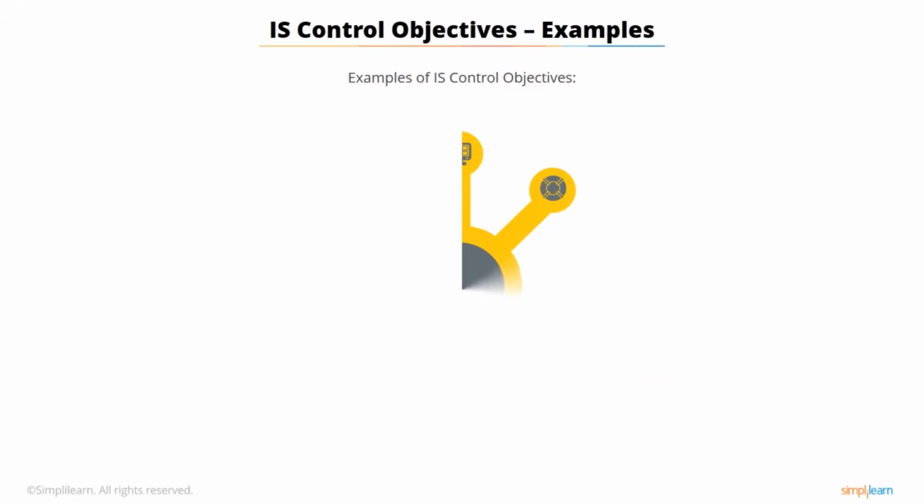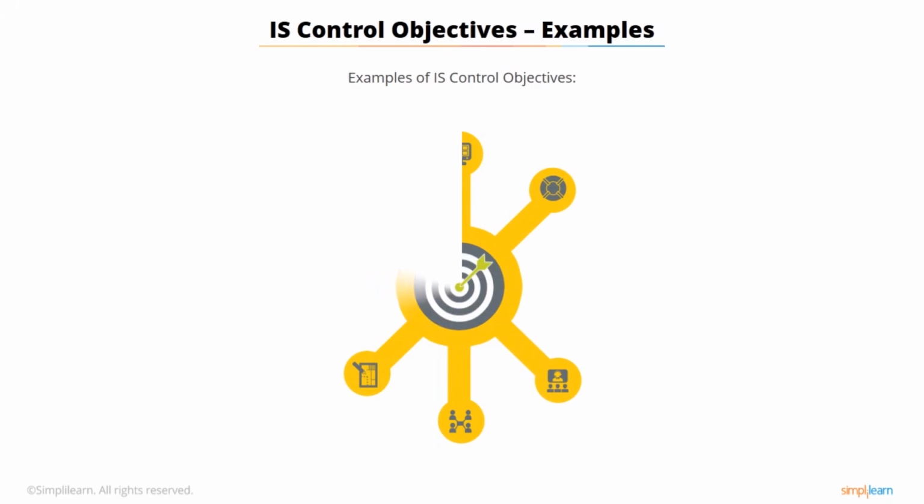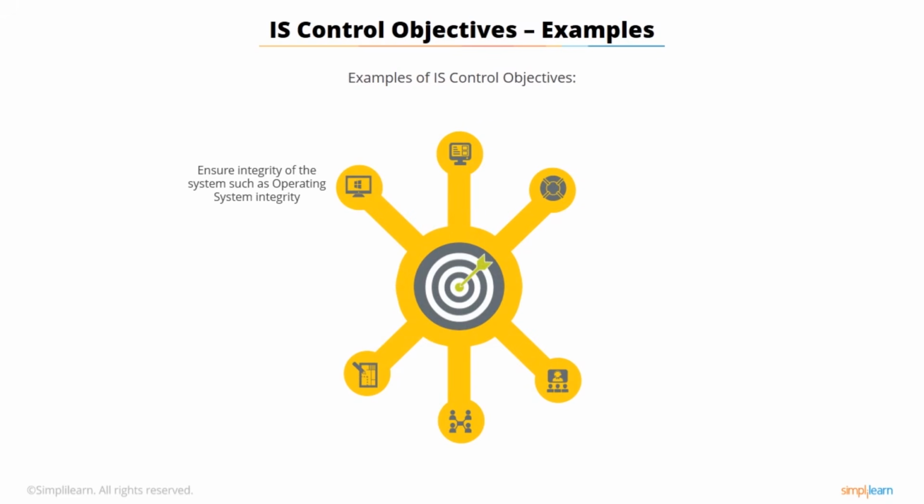Here are some examples. Now, I note that these are very general. They're meant to be. This isn't telling you how to implement them. This is telling you the objectives. For example, ensure the integrity of the system, for example, an operating system. Ensure the integrity of sensitive and critical application systems, your financial data, your customer data. Safeguard your assets. That includes physical assets as well as technology assets. Ensure the effectiveness and efficiency of operations. It's not enough that things work, they have to work well.